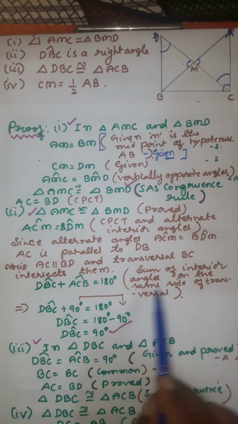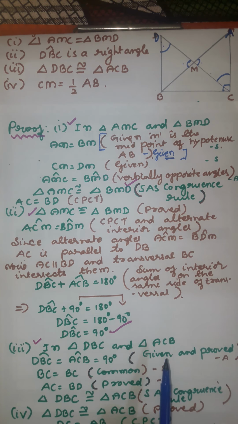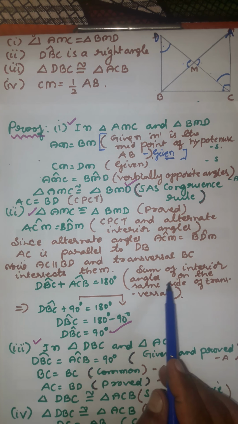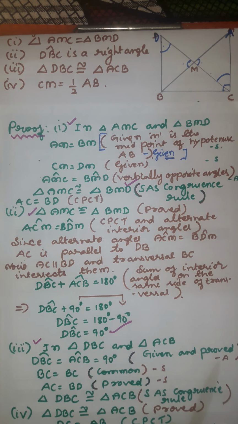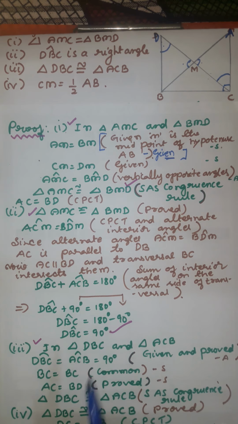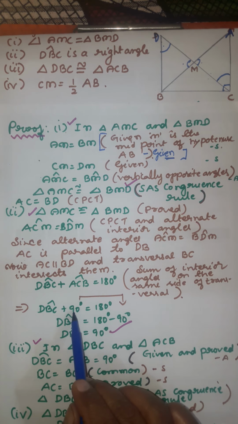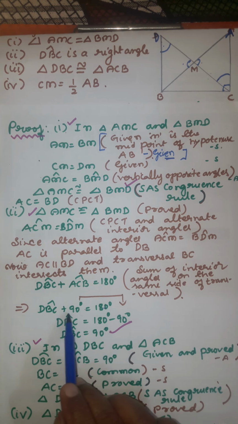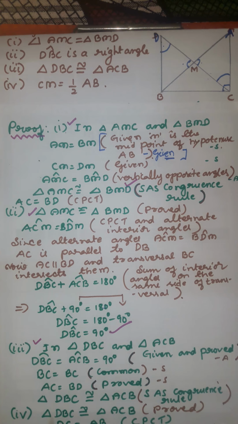Sum of the interior angles on the same side of the transversal. Now that is over. Now angle DBC plus angle ACB. Angle ACB is equal to 90 degrees, it is given in the data. So angle DBC plus 90 degrees is equal to 180 degrees.